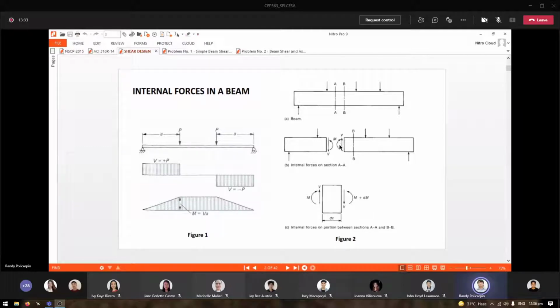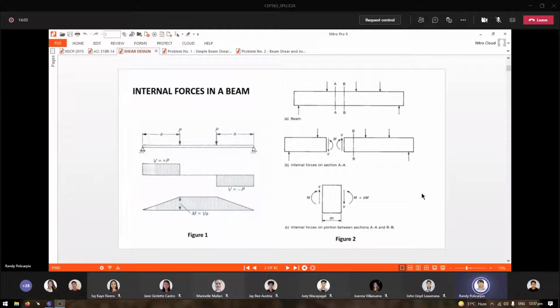But at the cut section, you only have one set of internal forces, your shear and moment. Considering the left part and the right part, you will have the same internal forces, just like what is shown here in figure B.